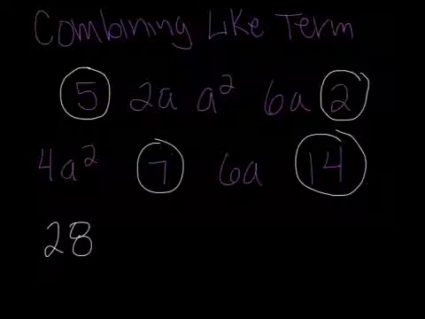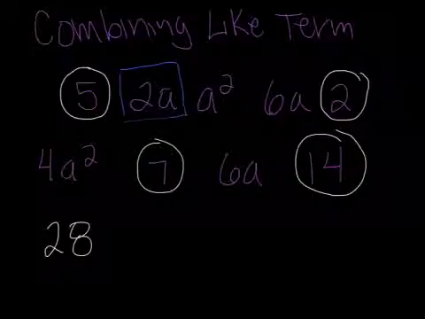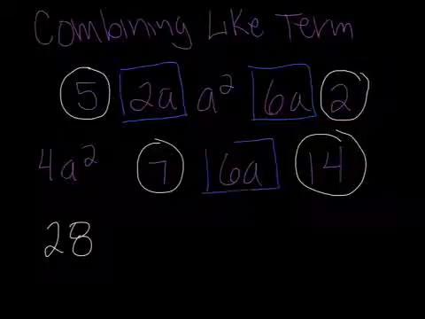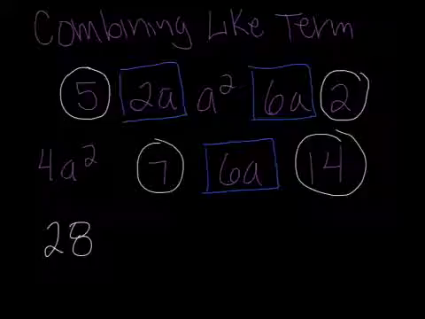Let's look at our next like term. Let's start with 2a. 2a has a coefficient and a variable raised to the first power. So we're looking for other variables raised to the first power. Here we have 6a, and here we also have 6a. By combining those together, 6 plus 6 is 12. 12 plus 2 is 14, so we have 14a.